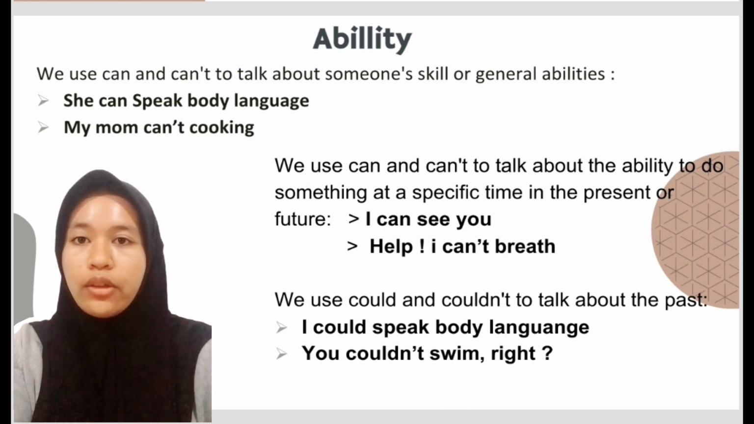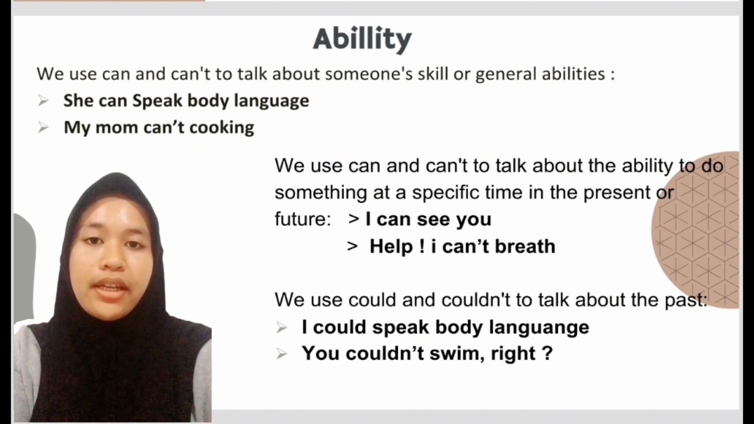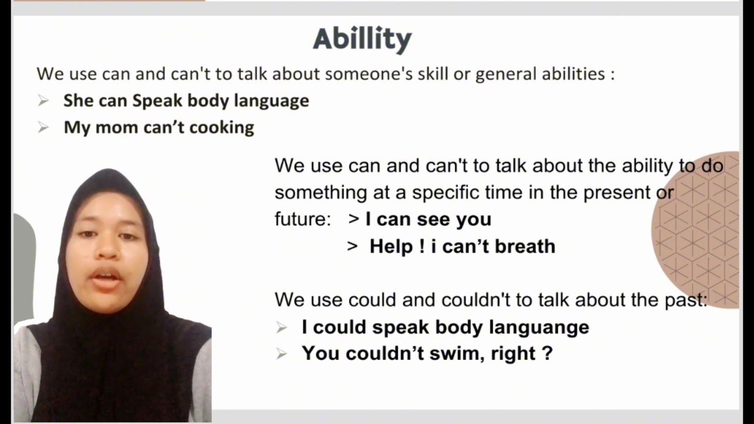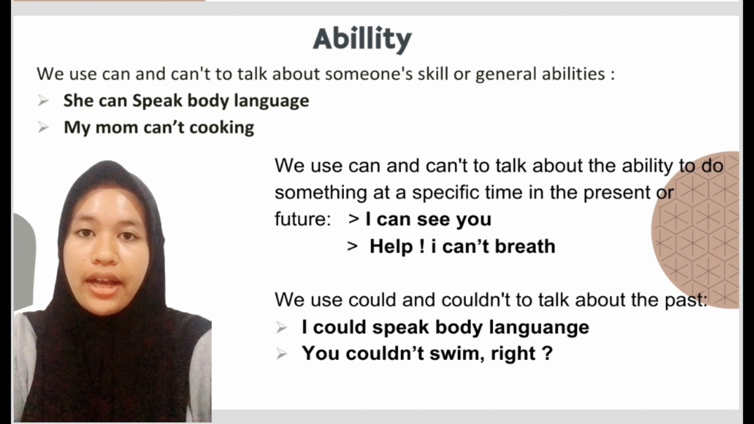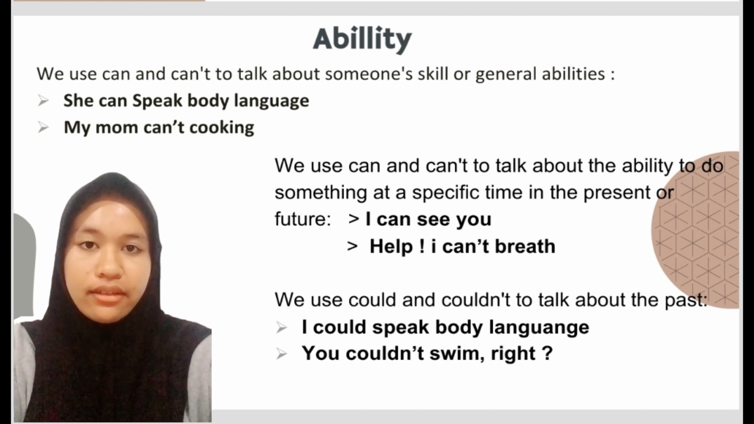And then could and couldn't talk about the past. The last modal verb for ability is could have. We use could have to say that someone had the ability or opportunity to do something, but did not do it. Example, I could have danced all night, but I didn't.